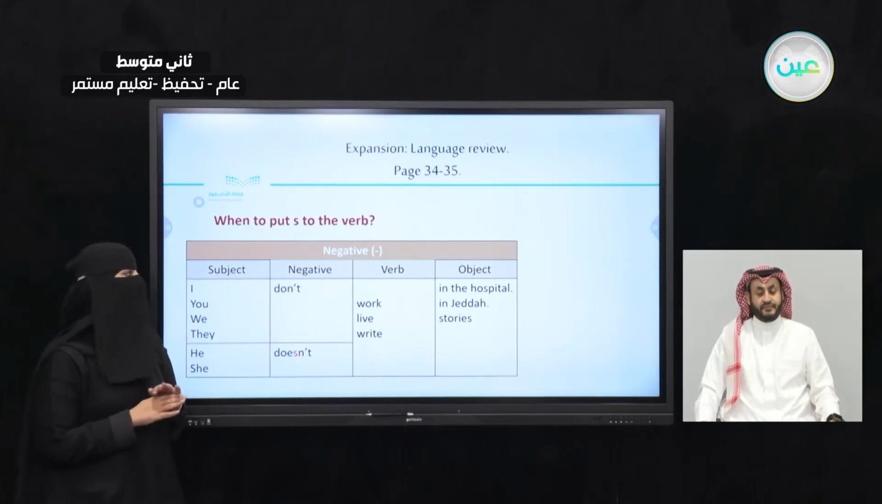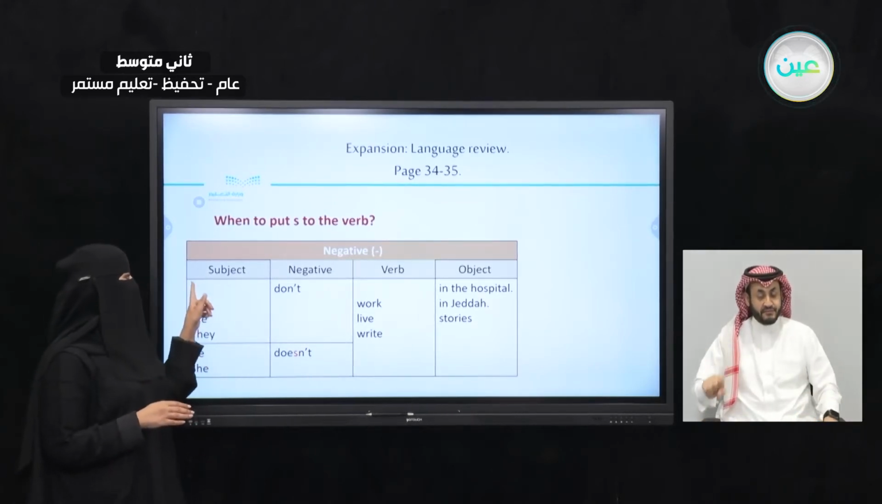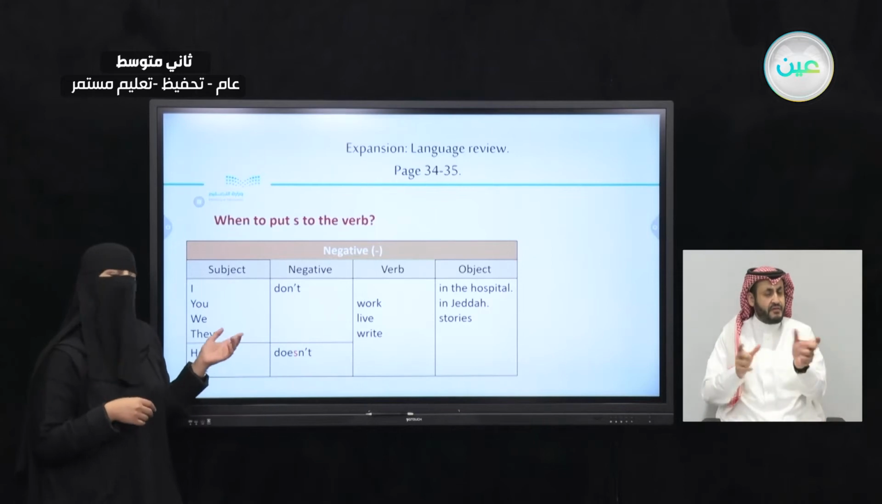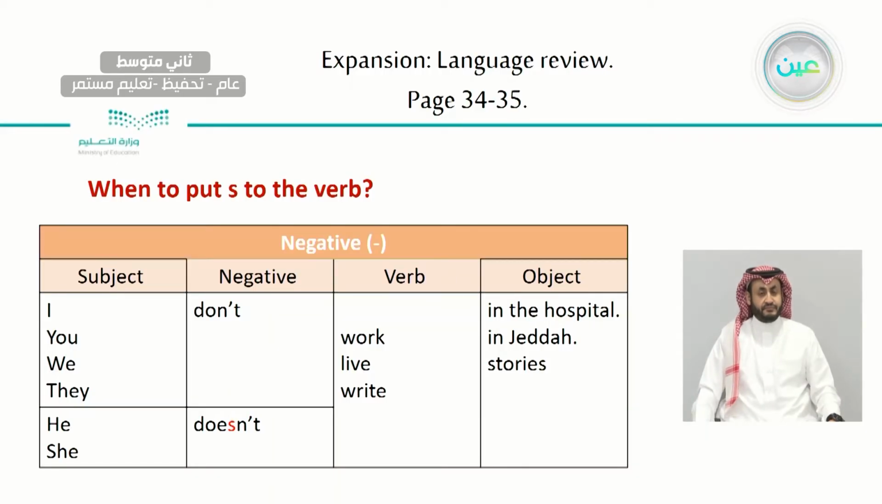But for the negative form, where are we going to add the word don't or doesn't? We are adding it after the subject, before the verb. Like this. Here we have the subjects, and after the subject we have don't. Like this. I don't work in the hospital.